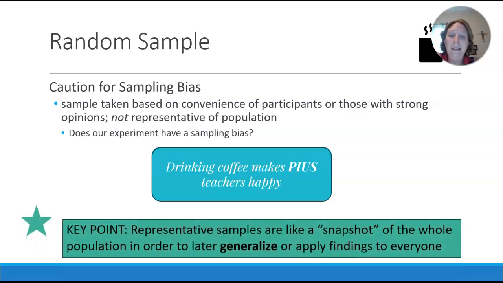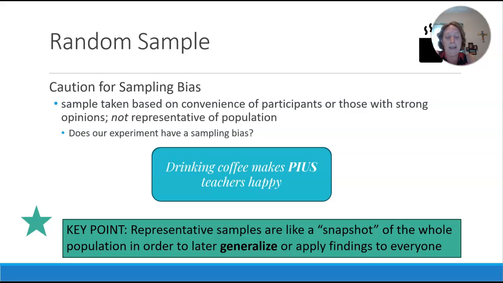So the key point is that representative samples should be like a snapshot of the whole population in order to later generalize or apply their findings to everyone. That is one of those points where you write it down and then you might read it back and be like, wait, what? What I'm getting at is that if I only test teachers from Pius when I'm drawing my conclusions, then I can only generalize about teachers at Pius.